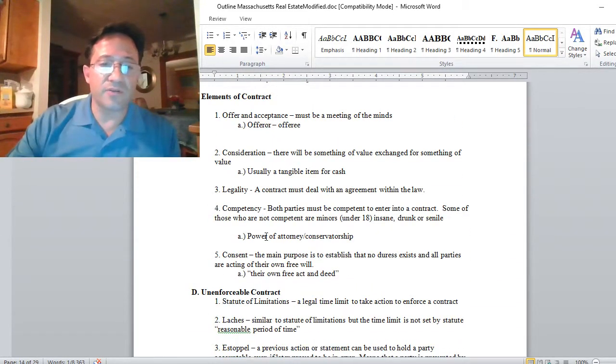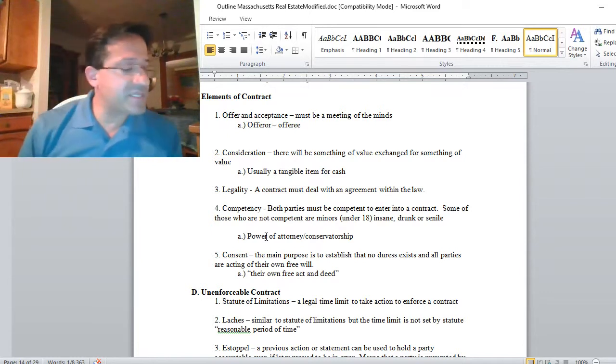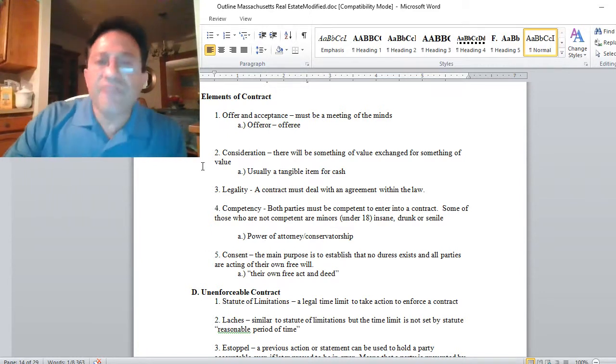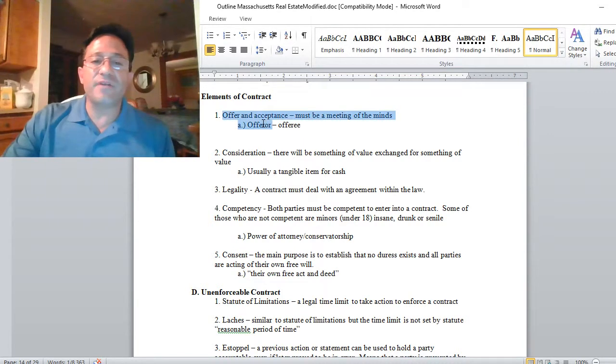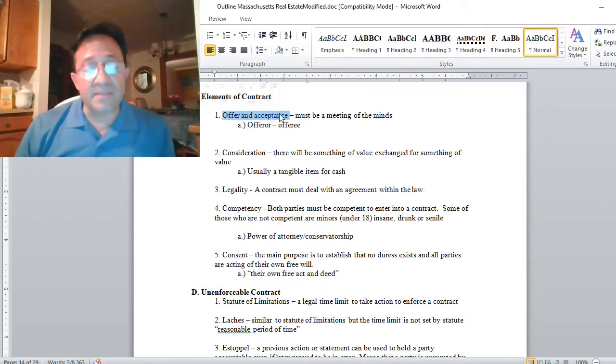To the elements of contract. Okay, and the basic elements of contract, to have a contract, in other words, how do you get a contract? Well, you have to have an offer and acceptance. There must be, again, the meeting of the minds. There must be an offeror, the person who puts forth the offer, right?